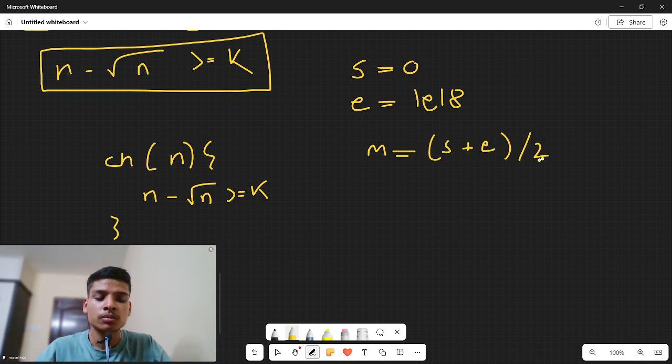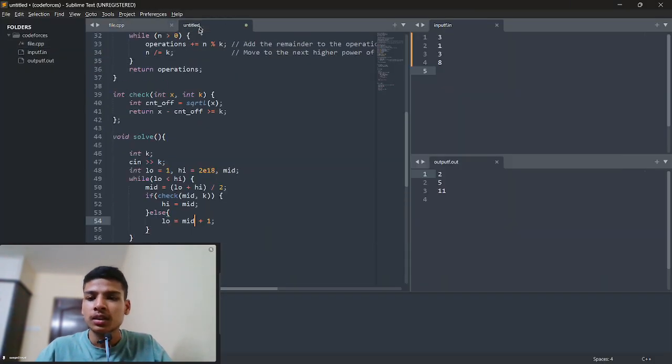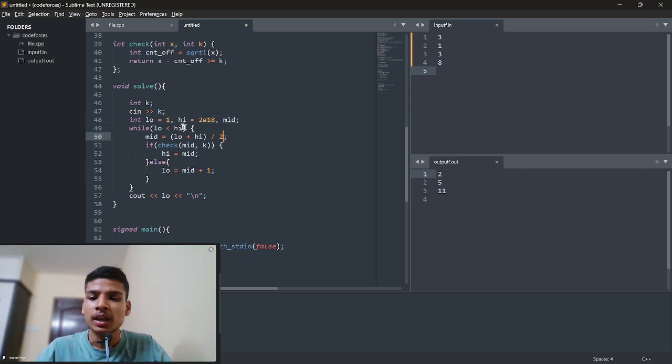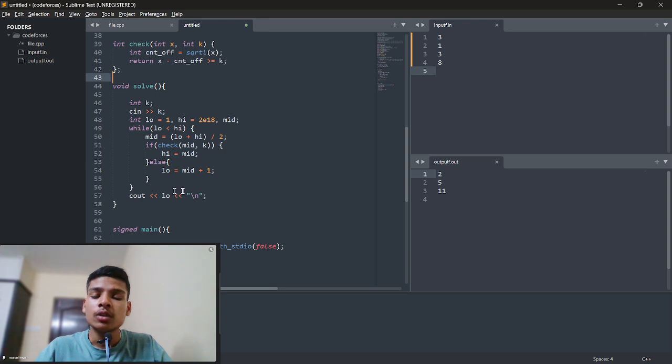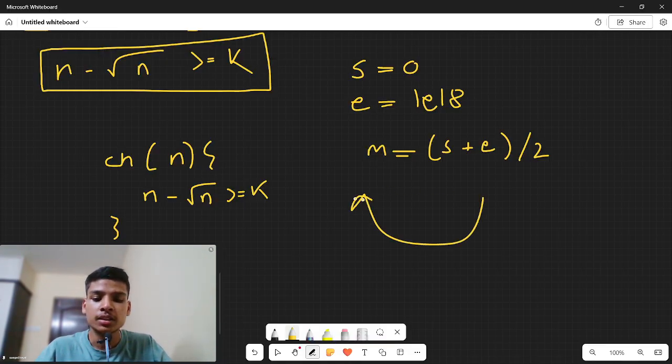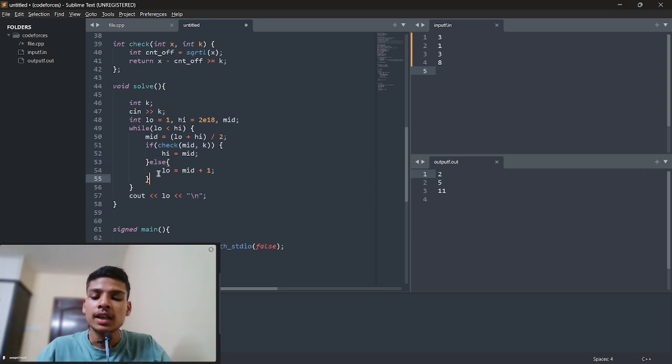By the way, I can show the code also, so I will show the code. My low is equal to 1 and my high is equal to 2 raised to power 18, with 18 zeros in the end. And mid is simply low plus high divided by 2. Then this is my check function. The check function is simply checking whether n minus square root of n is greater than or equal to k or not. If it is, then I will shorten my range, because you can see I'm making high equal to mid. Else I'm making low equal to mid plus 1. At the end I know the answer would be low only.